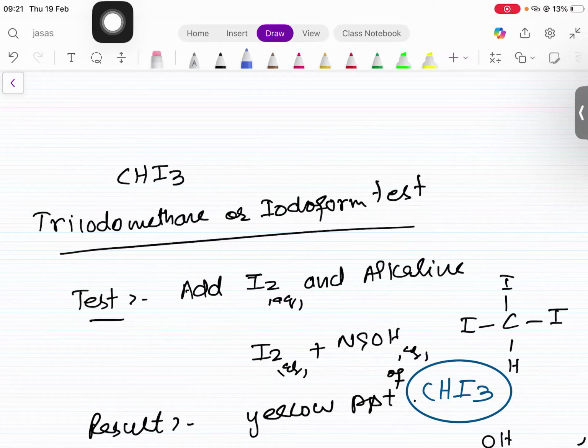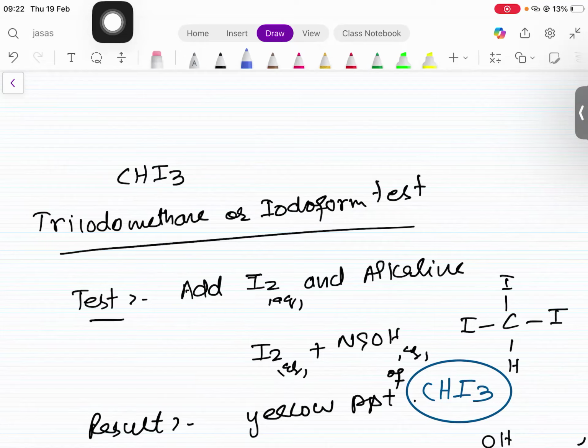Now what happens is, add I2 to aqueous alkaline, let me explain what this is for. Add I2 to aqueous alkaline in a chemical with the suspected functional group, that is, you add a mixture of I2 plus aqueous NaOH, and what will be the result if it's positive? Yellow precipitate. And that yellow precipitate will be of which compound? CHI3, which is known as triiodomethane and iodoform, it has two names.